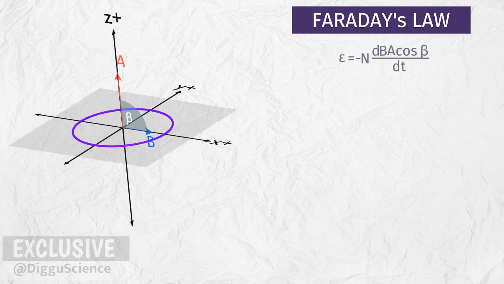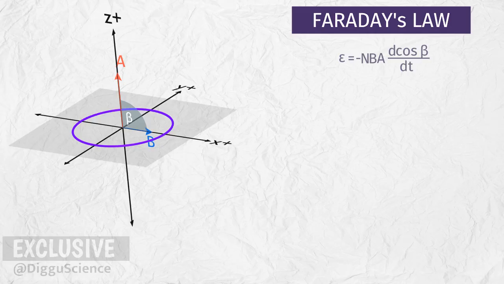We see that the magnitude of vector B remains constant because it is an external factor. The magnitude of vector A also remains constant because the circle does not change in size. The area of the circle is constant. Therefore, the values of B and A can be excluded from the calculation of d dt.